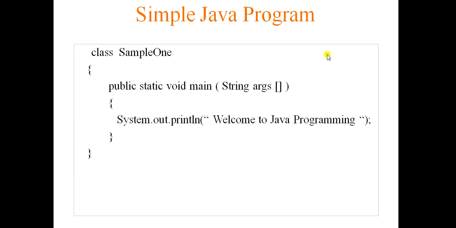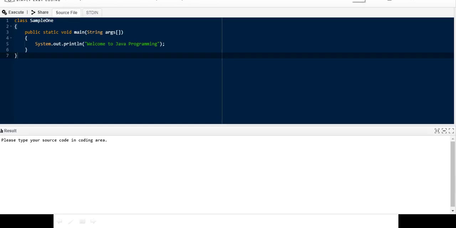So the next is simple Java program. Here, a simple Java program consists of a class, that is sample1, and in turn it comprises a main method, and this main method consists of only one output statement, that is, I'm going to print welcome to Java programming on the screen. So this simple Java program is used to display one output statement, that is welcome to Java programming. So I'll run and execute this program and I'll show you the output, how exactly it gives the result.